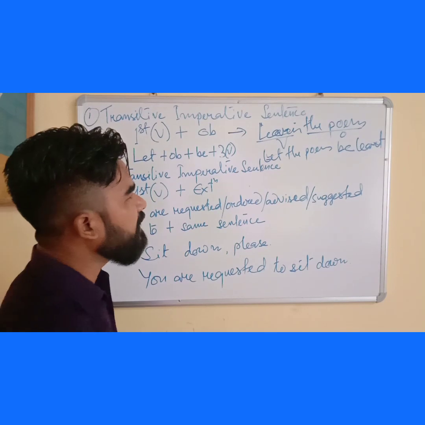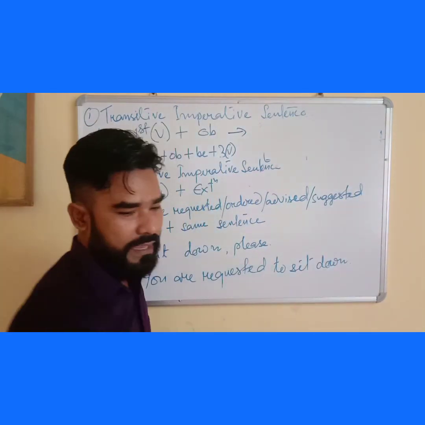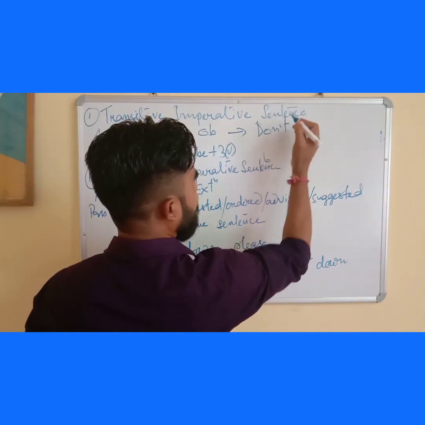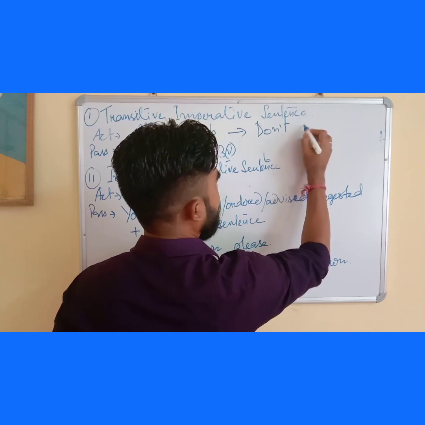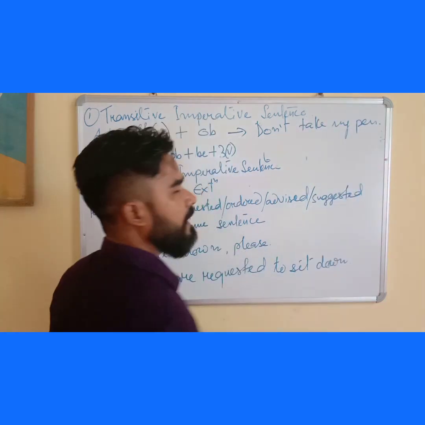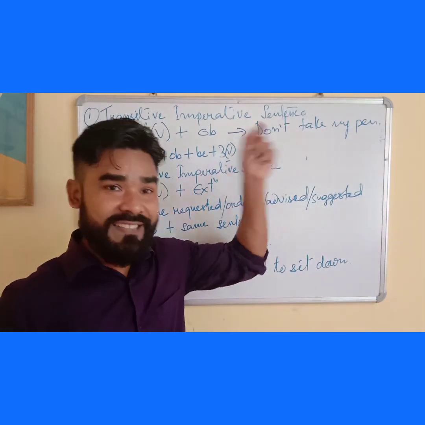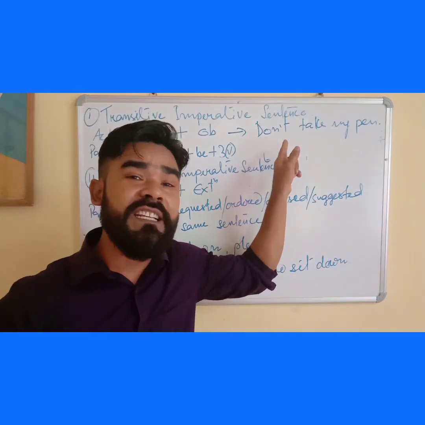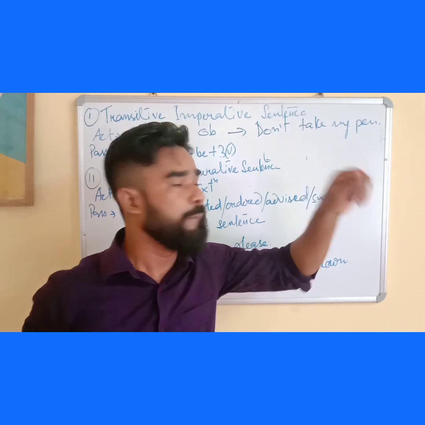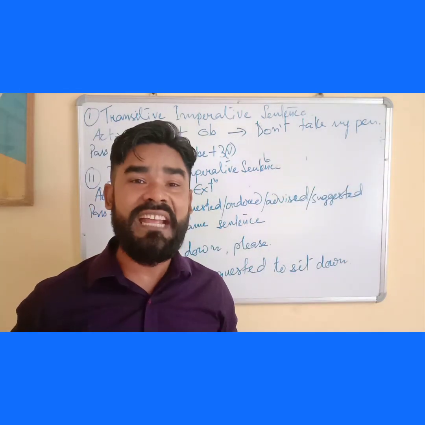Now, if you get a sentence with don't, say don't take my pen. If you get a sentence like that, starting with don't, it is also used in interrogative sentences, but an interrogative sentence ends with a mark of interrogation, which is a question. This is not a question, it is an instructive sentence. Don't take my pen. It's an instructive sentence.